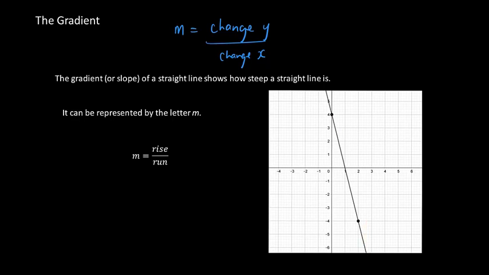If I look to calculate that, from this point to here, there's a change of -8 in the Y. So 4 and another 4 is -8 over the run. From this point to here is 2. If I simplify that, the gradient of this particular line is going to be -4.